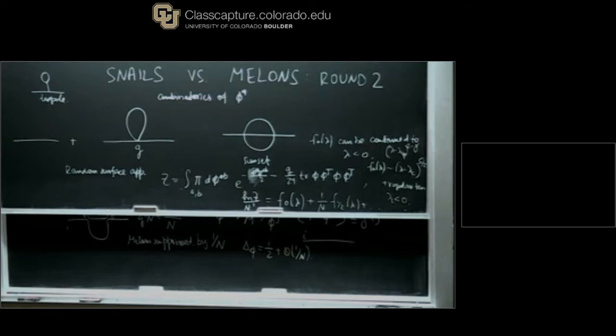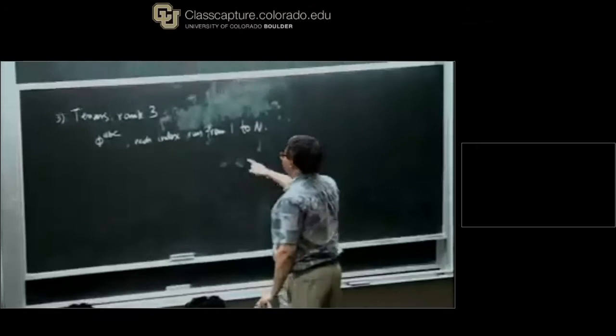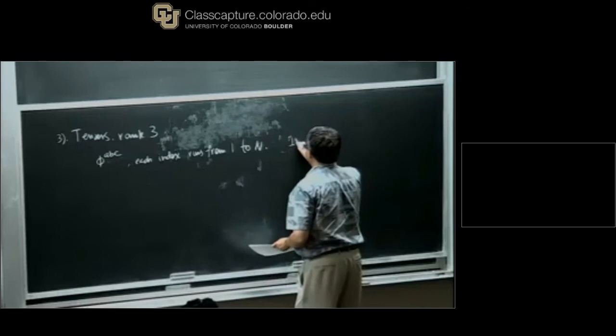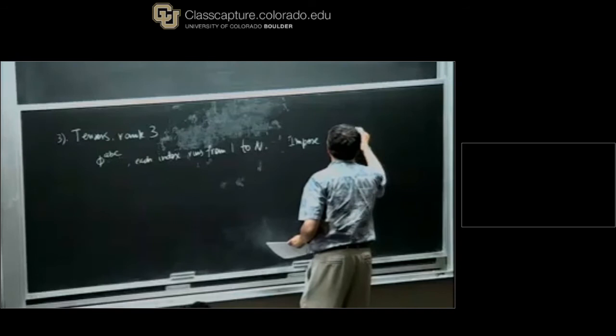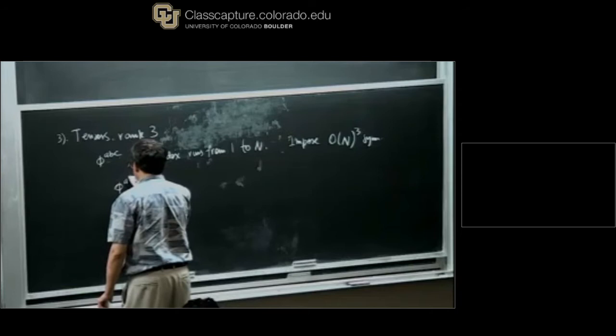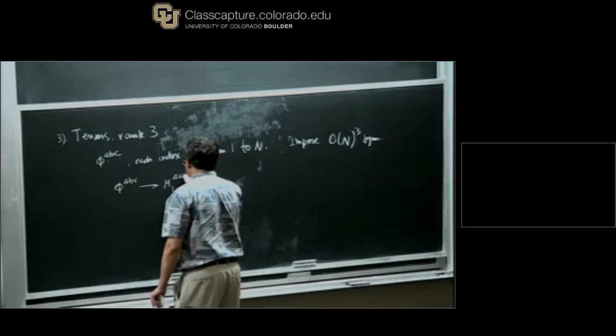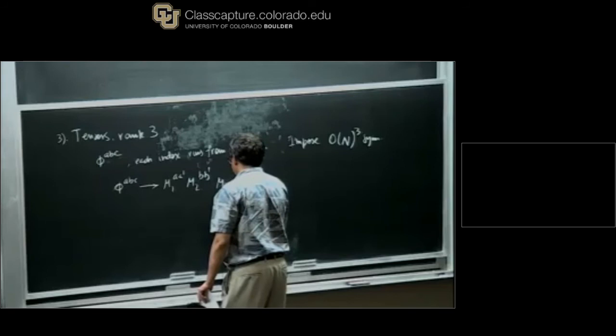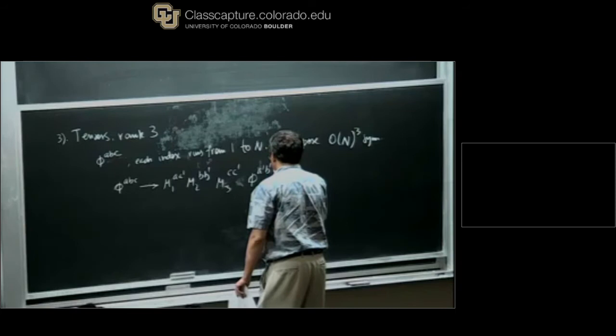So what can we write? Each index runs from 1 to n, and we want to impose O(N) cubed symmetry. The symmetry acts in a completely analogous way to here: phi ABC goes to M1 AA prime, M2 BB prime, M3 CC prime times phi A prime, B prime, C prime.